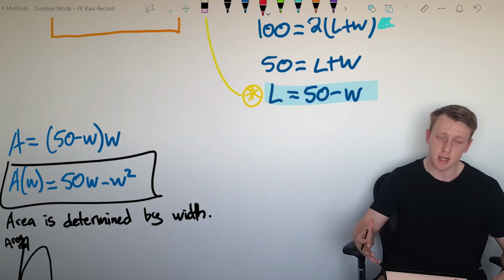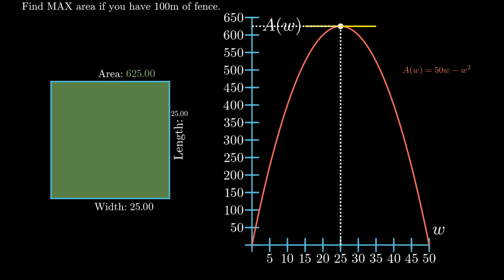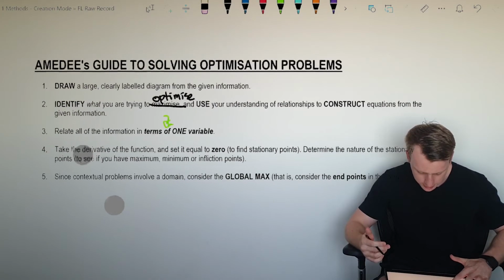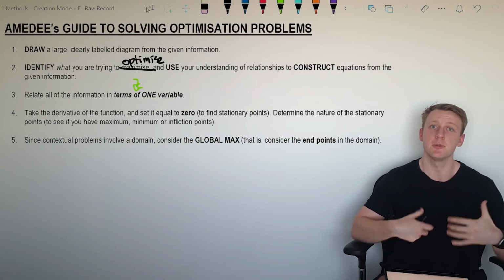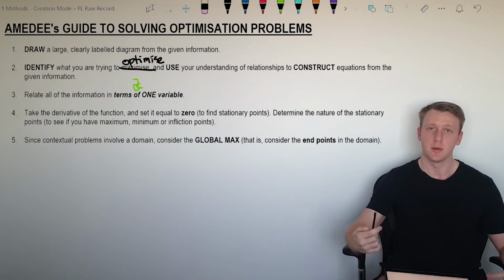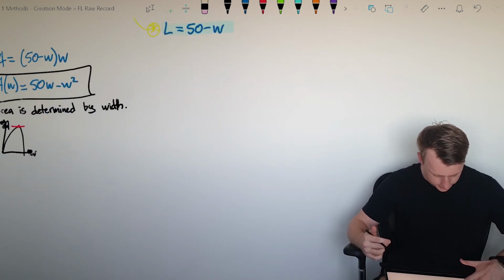And so our task is to find the maximum area. That would be finding our stationary point, setting it equal to 0, which is exactly what step number 4 in this process tells us to do. It says take the derivative of the function, set it equal to 0. That's because we want to find the stationary point and determine the nature, so whether we've got a maximum, a minimum or a point of inflection. So we'll go ahead and do that.